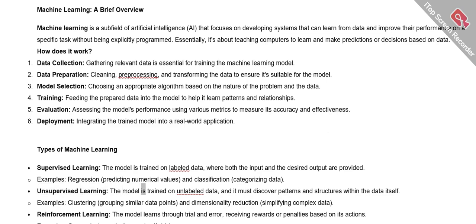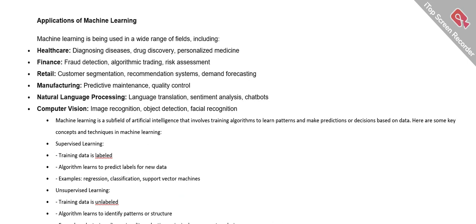Unsupervised learning: the model is trained on unlabeled data, and it must discover patterns and structures within the data itself. Examples: clustering, grouping similar data points, and dimensionality reduction, simplifying complex data. Reinforcement learning: the model learns through trial and error, receiving rewards or penalties based on its actions. Examples: game playing, robotics, and self-driving cars.